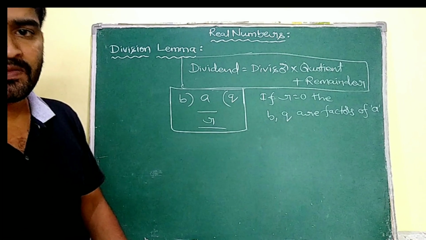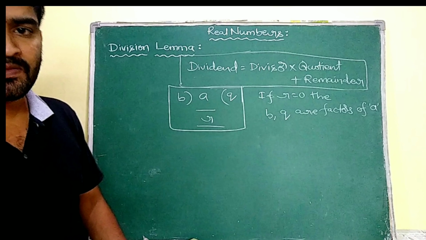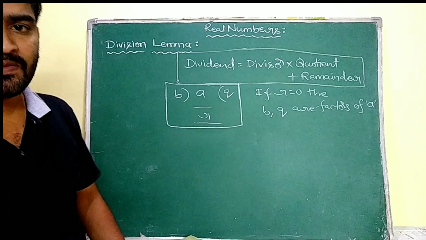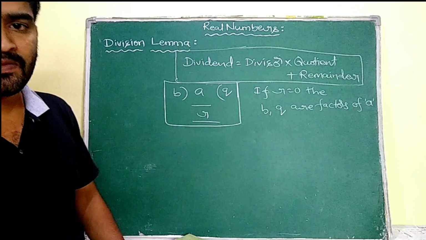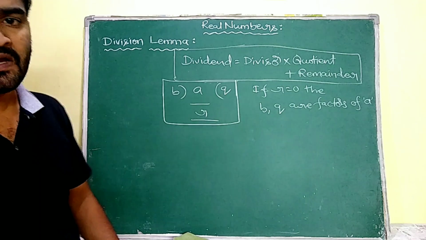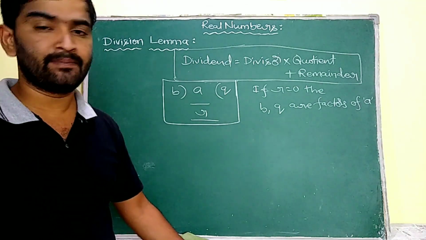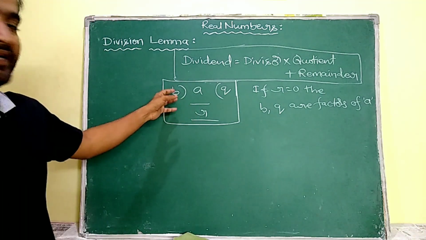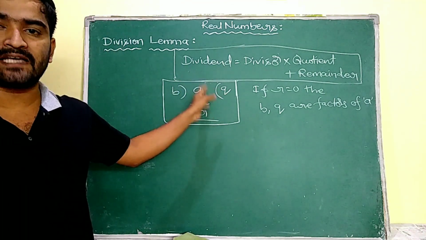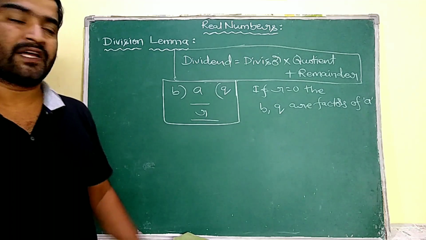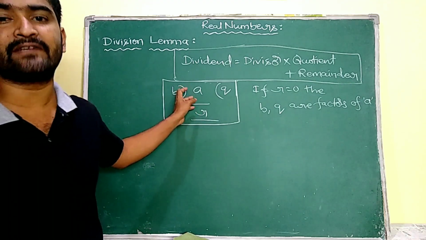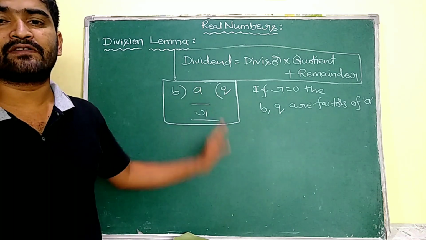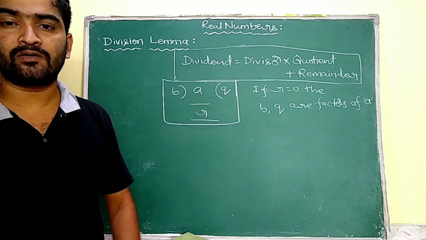Remember, if b is less than a, then only b and q are factors of a, else only q is the factor of a. Understand that we have to remember. If the remainder is not 0, then this b does not divide the dividend, that is a, exactly. If the remainder is 0, then only it divides the dividend. Else it does not divide the dividend. That we have to learn.